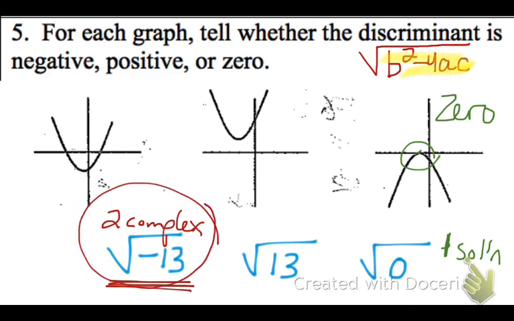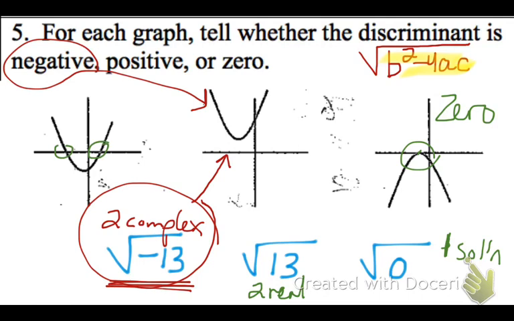Right here, this graph doesn't touch the axis at all, so it would have a negative discriminant. And with a positive discriminant, you get 2 real number solutions. They could be rational or irrational. That means you cross the axis at 2 places. So this would be a positive discriminant, this would be a negative, and this would be a 0 discriminant. Let's look at the next one.